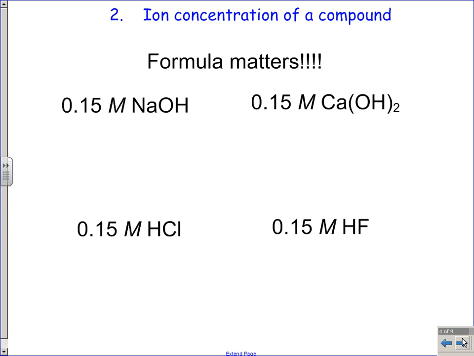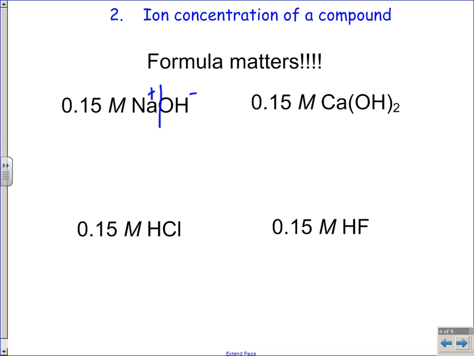Second thing, ion concentration of the formula of a compound. This is something that often trips people up, especially if you're given the name and not the formula like I've written them here. You have to be very aware of what it is you're getting. So if we have something like 0.15 molar NaOH, since this is a strong acid we're looking at, I'm sorry, a strong base we're looking at here, remember that means it 100% ionizes into its two ions, Na+ and OH-. So 0.15 would be the concentration of the sodium ions, and 0.15 would be the concentration of the hydroxide ions.